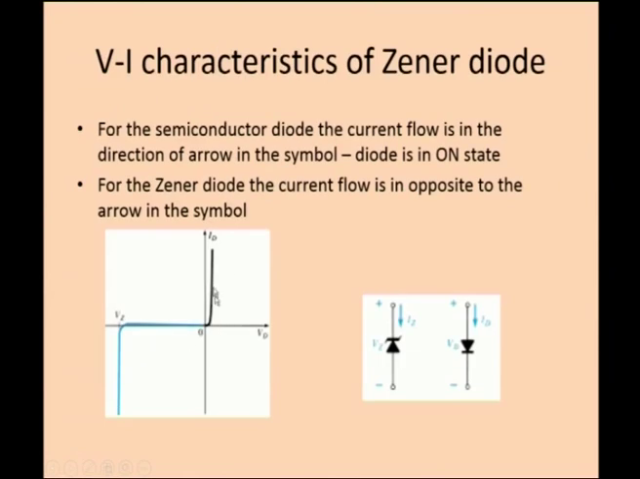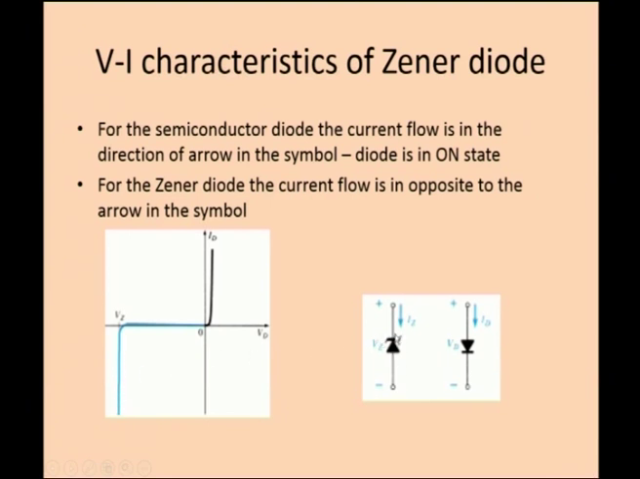So, we have seen the VI characteristics of the Zener diode. In the forward biased condition, the current is maximum once the threshold voltage is reached, after which if we apply input voltage, the current increases with the voltage. And in the reverse bias condition, once this Zener voltage is reached, as we saw, the mobility of the charge carriers is increased and so the current through the Zener diode is increased.